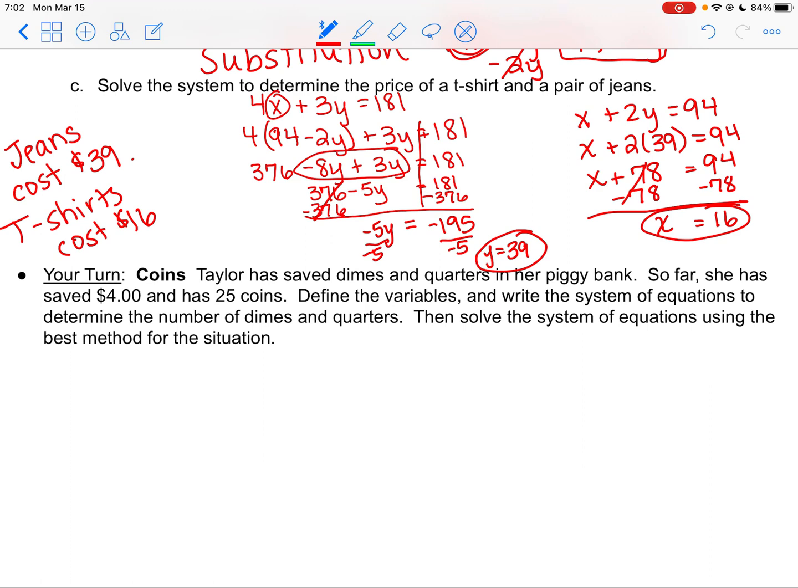So this one says, Taylor has saved dimes and quarters in her piggy bank. So far, she has saved $4 and has 25 coins. Define the variables, write a system of equations, and determine the number of dimes and quarters.